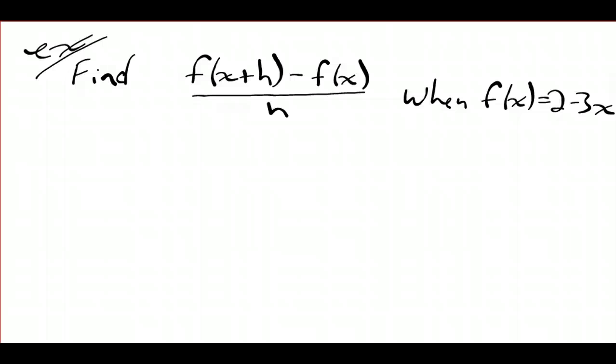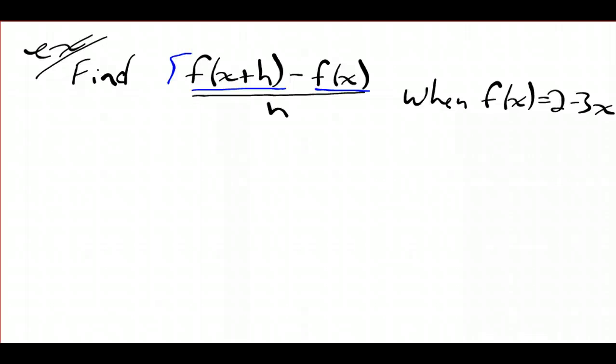Okay, it is saying find this rule. This is called the difference quotient. This is a calculus term. Find this rule when f of x is 2 minus 3x. So it is saying f of x plus h minus f of x, all of it over h. I have no idea what h is. H is just some random variable that they're throwing in here. Could have been y, could have been a picture of a banana. Doesn't matter, it's just some variable.